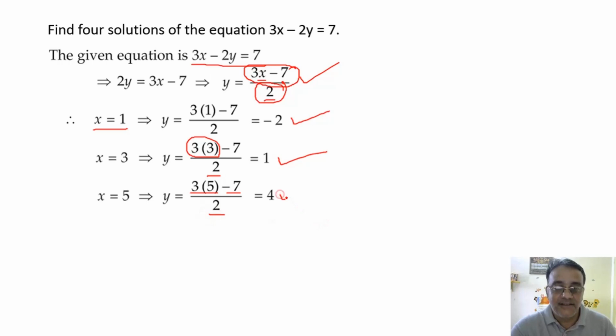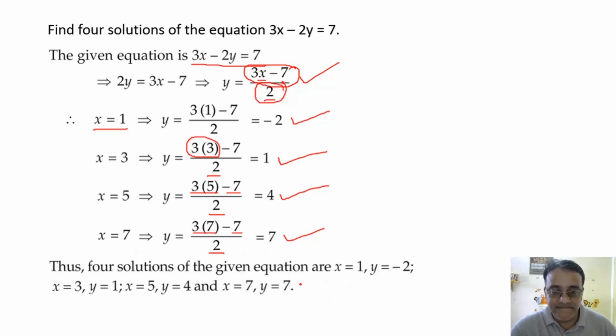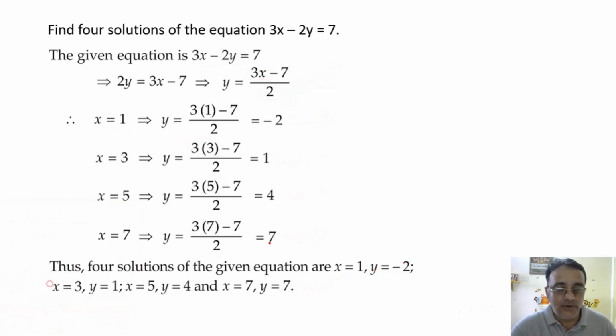Right. 4. अब last 7. 21 minus 7, 14 by 2. 7. Right, 7. So we got the 4 solutions: x is equal to minus 2, 1, 4 and 7. Any doubt? No, sir. Okay. Now finding the solution is over.